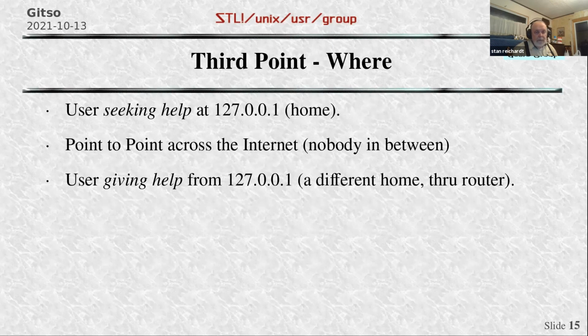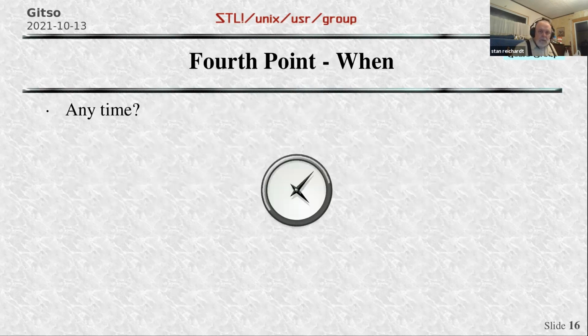Where? Well, the user seeking the help is at home, okay? And it's point to point across the internet. There's nobody in between. And the person on the other end giving help, he's at home too, a different home. It could be anywhere on the internet. So these 2 people, although they're at home, they could be anywhere. And when would you do that? Well, anytime that they're both awake, I would imagine.